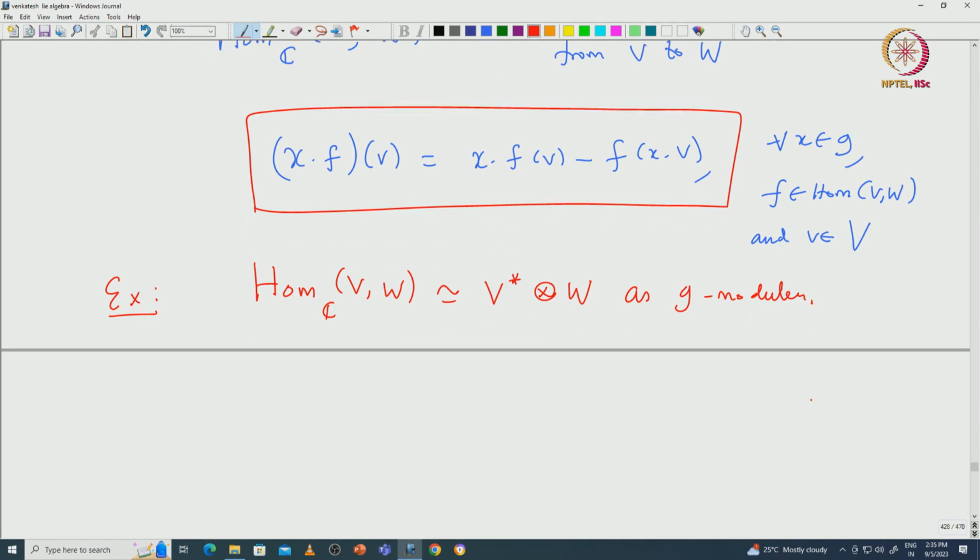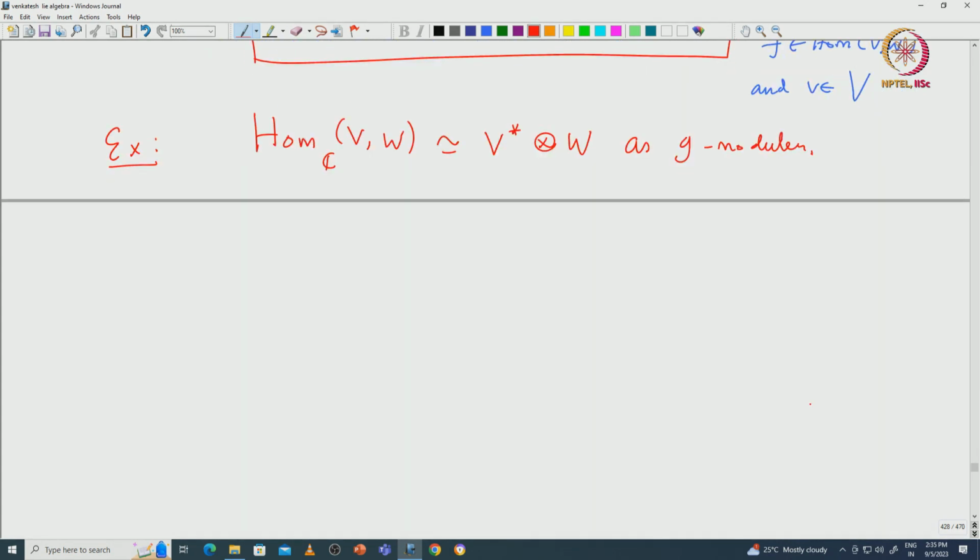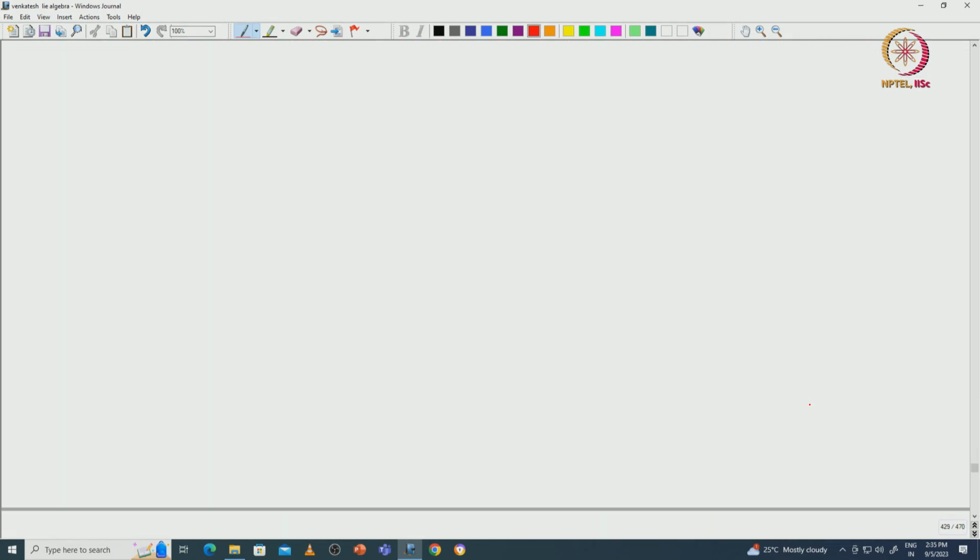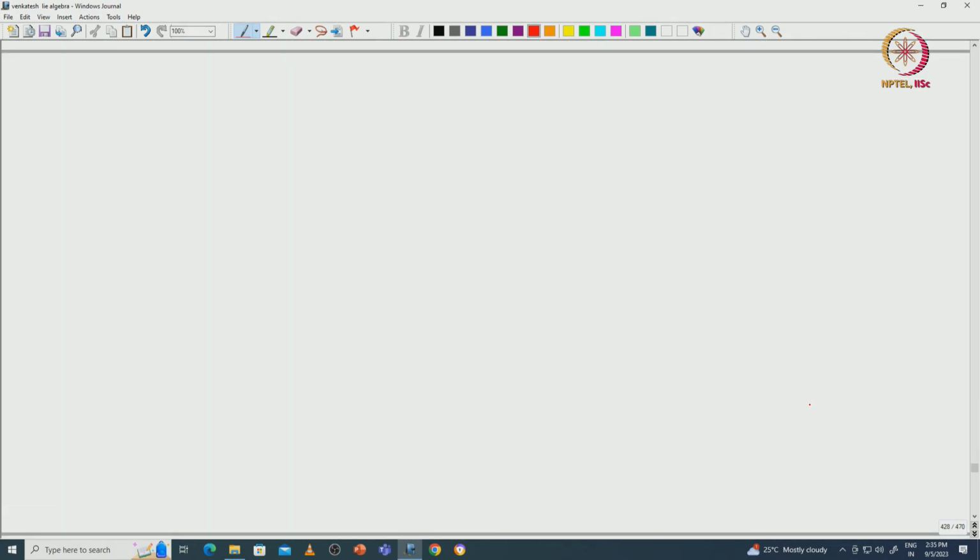So, this is something one should definitely check. Now we will define what is called the Casimir element of a given representation. This is actually a very important tool in order to prove complete reducibility for finite dimensional representations of semisimple Lie algebras. So, let us define what this is.